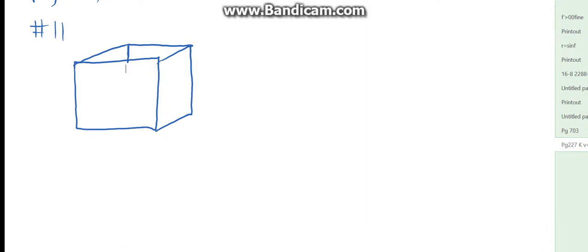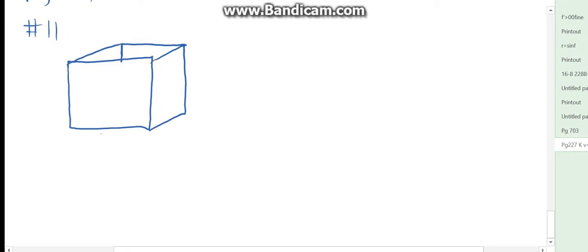But we do know that the base, so let's label our variables here. The base is square. So we don't have to worry about length, width, and height. We just got to worry about basically width and height, if you think about it like that. So if this is W, then this has to be W, and this has to be H. Make sense? Okay.